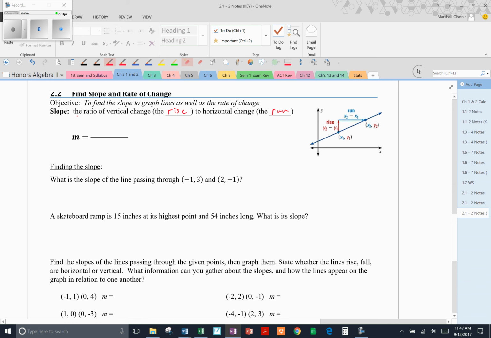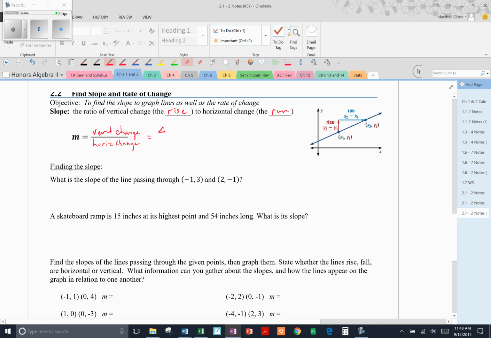But I'd like you to look at the whole definition there. It's the ratio of vertical change to horizontal change. I think that's a really good thing to remember. In fact, I'm going to have us write that right here. Vertical change to horizontal change. And it's a ratio. So you're comparing two numbers.